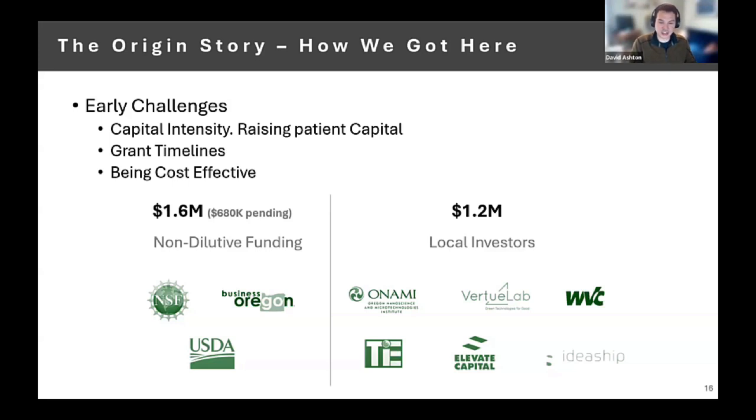Business Oregon does a matching grant for SBIR grants. Then also we were just awarded a USDA Phase 1, so we can kind of restart this process over again with the USDA.